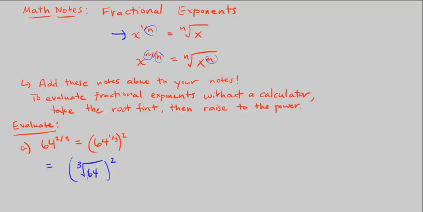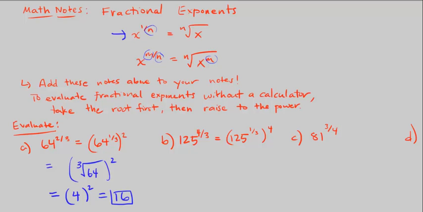How about 3? 3 times 3 is 9. 9 times 3 again is 27, too small. 4. 4 times 4 is 16. 16 times 4 is 64. So there we go. We know that the cube root, or the third root, of 64 is 4. Then we want to square that, and 4 squared is just 16. So this is part A.